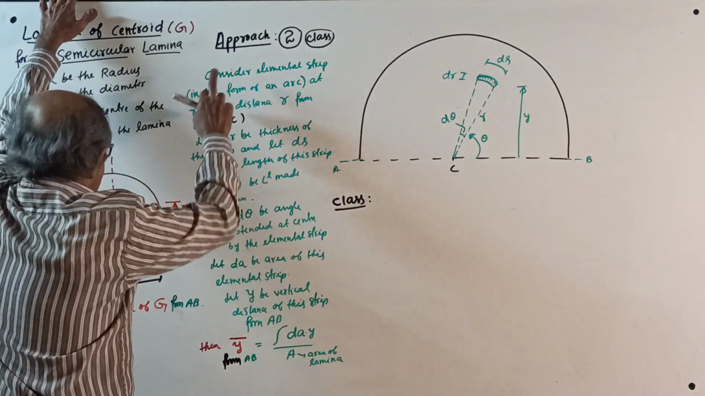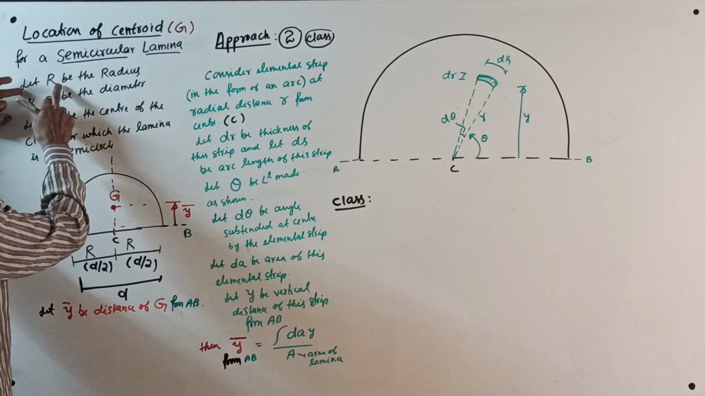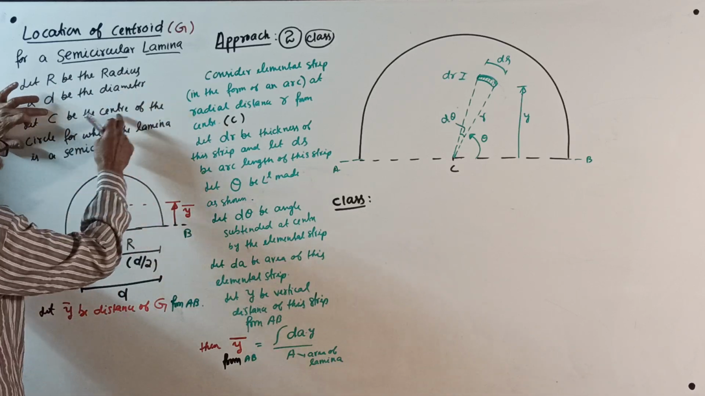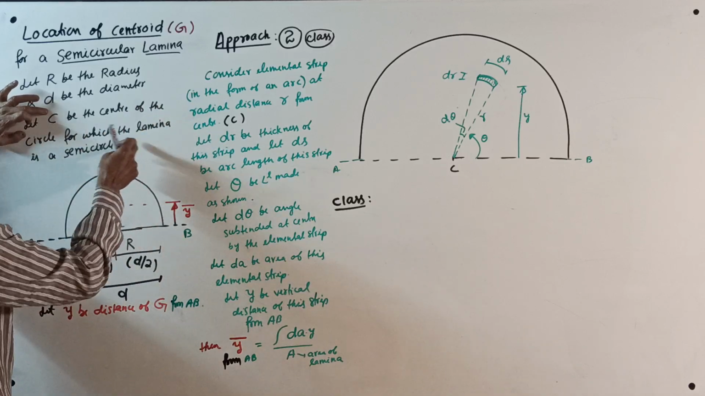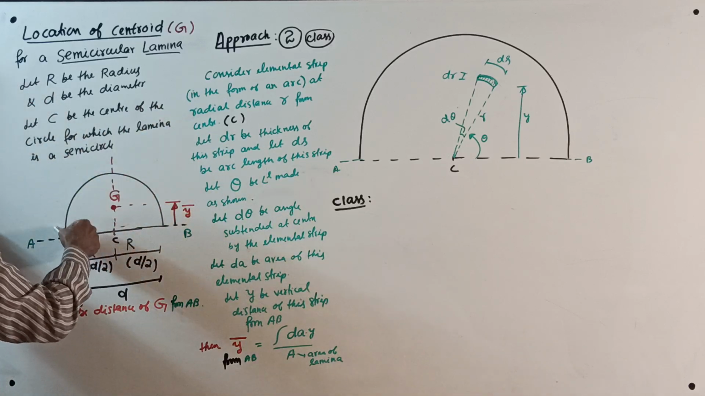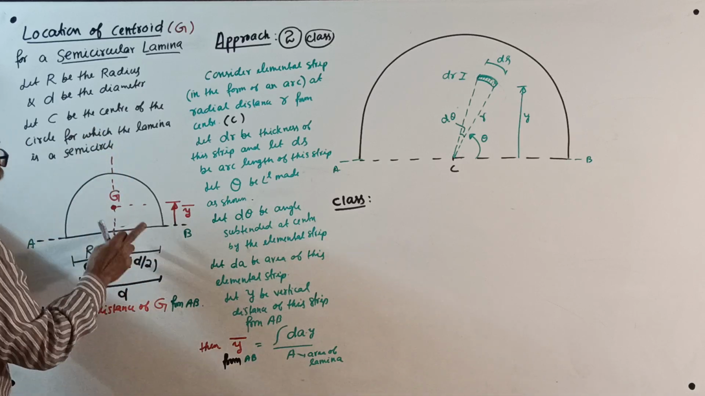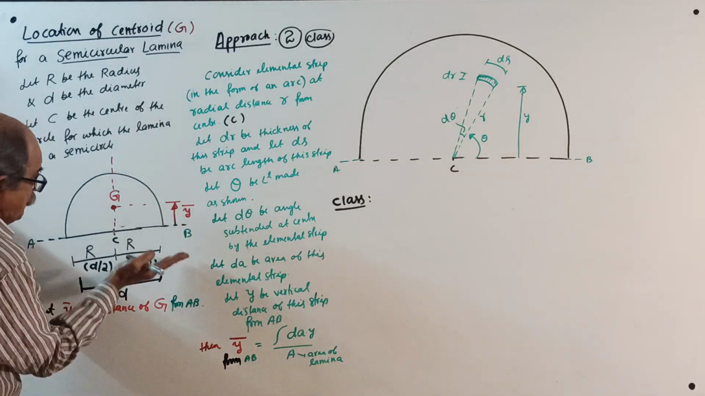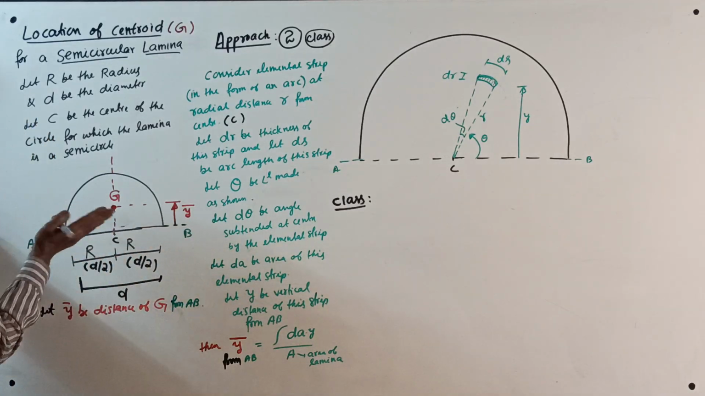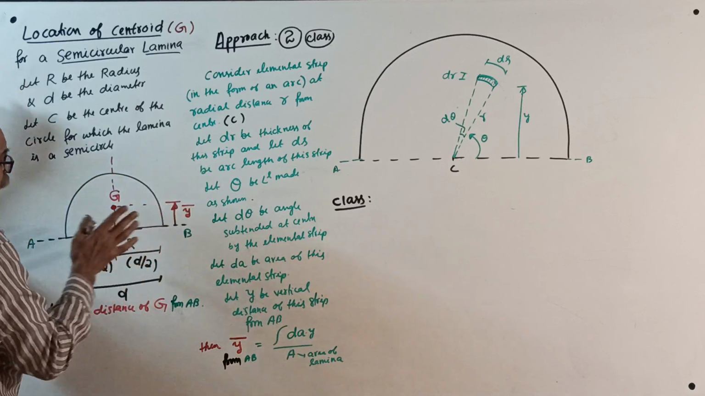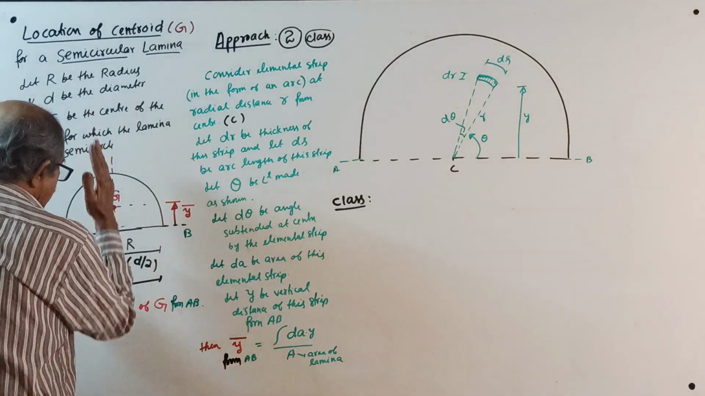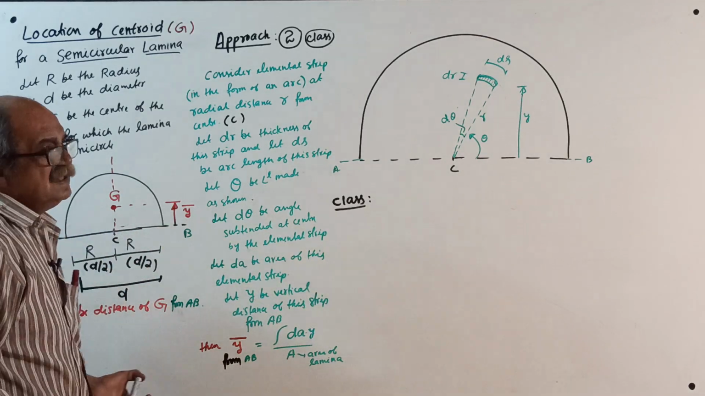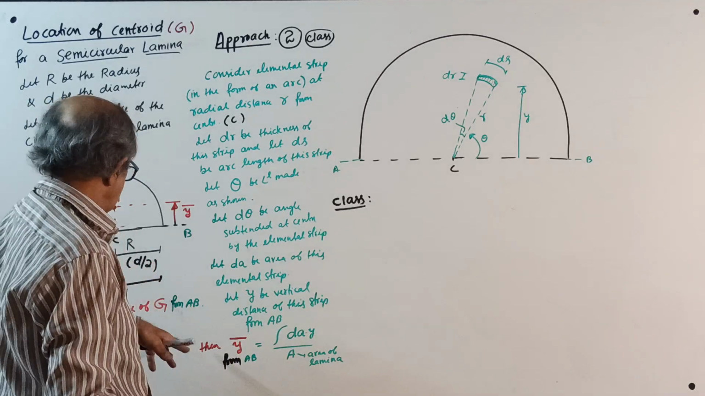So now, as usual, first, let R be the radius, D be the diameter, and C be the center of the circle for which the given lamina is a semicircle. I told you the centroid is G. Let Y bar be the distance of G from the base line AB. X bar is not required because the axis of symmetry, from here to here, is either R or D by 2. This you already know. Now we are finding Y bar.